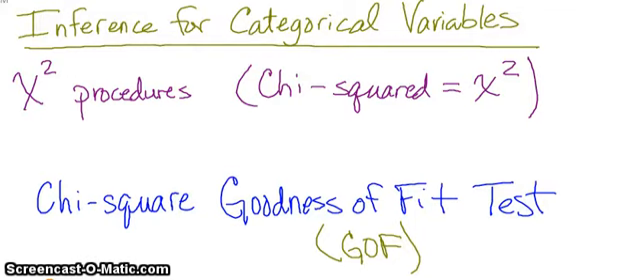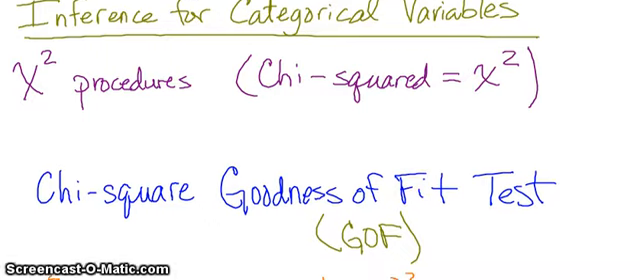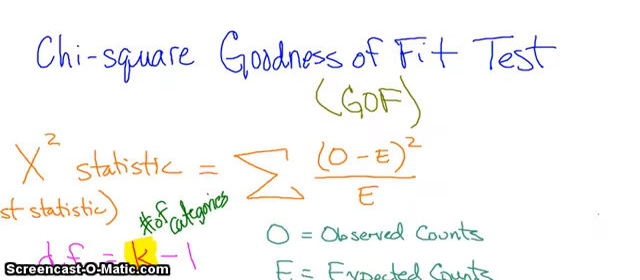Welcome back to AP Statistics with Mr. Walton. Today we're going to talk about our chi-square goodness of fit test, which is under our inference for categorical variables. Where our chi-squared procedures, remember chi-squared is the same thing as that squiggly x to the second power. Goodness of fit can be abbreviated as GOF, G-O-F.